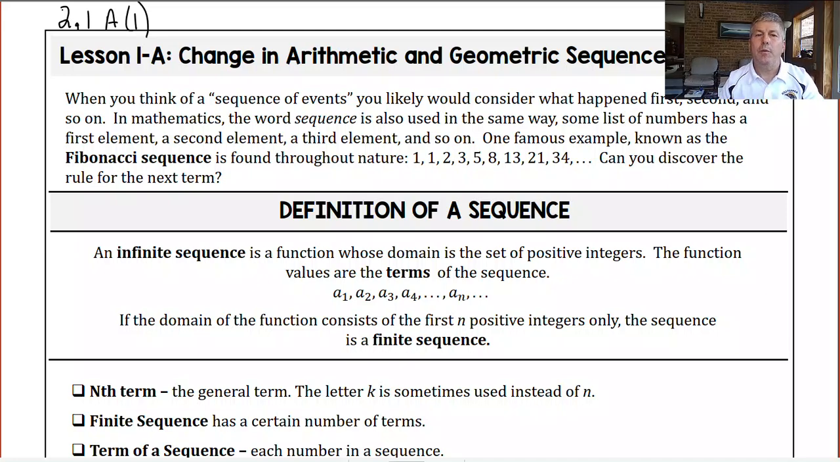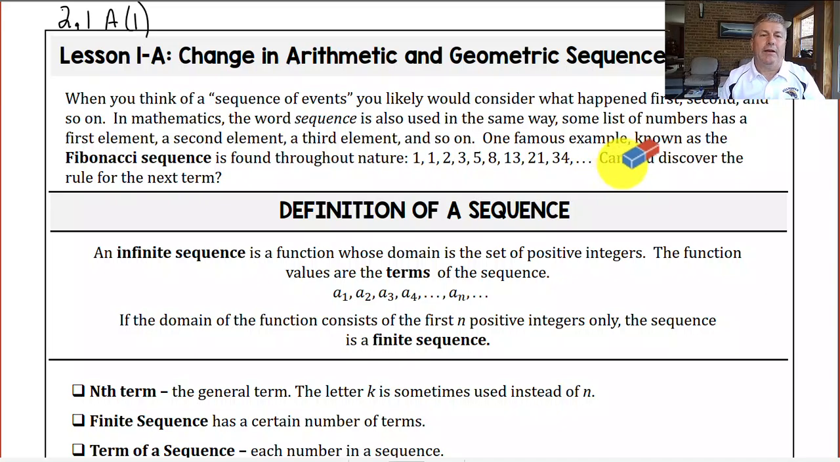Welcome back. We begin this unit by studying arithmetic and geometric sequences. The objectives of this video are to define a sequence. We will talk about some vocabulary as it relates to sequences, and then we'll generate some terms or values in a sequence given some formulas.